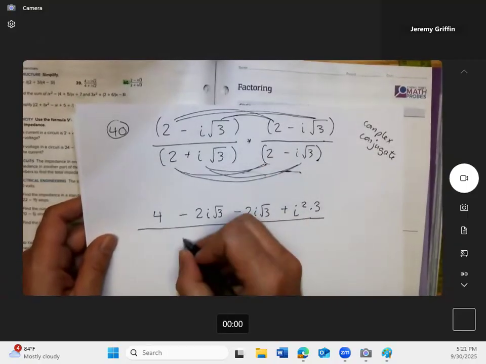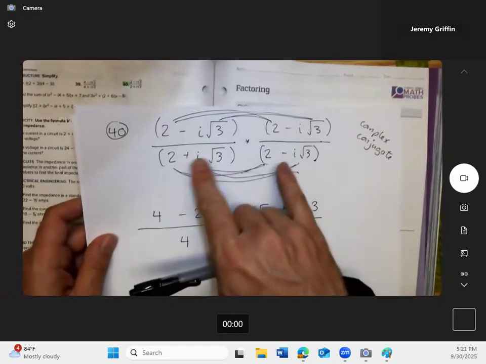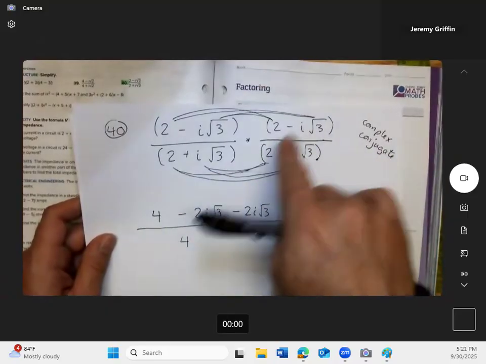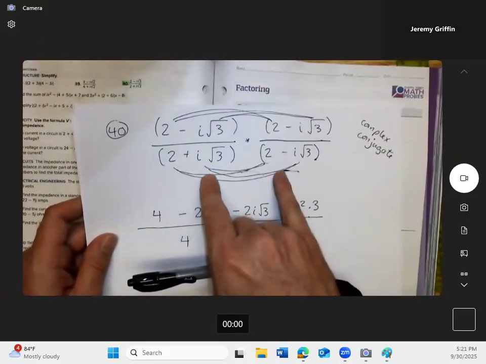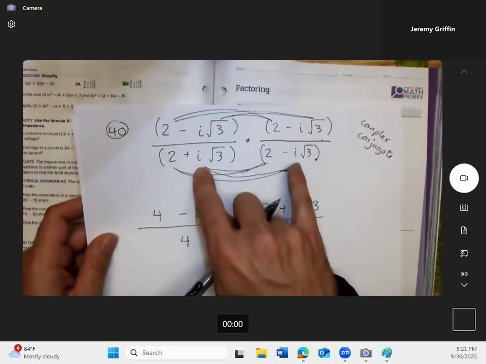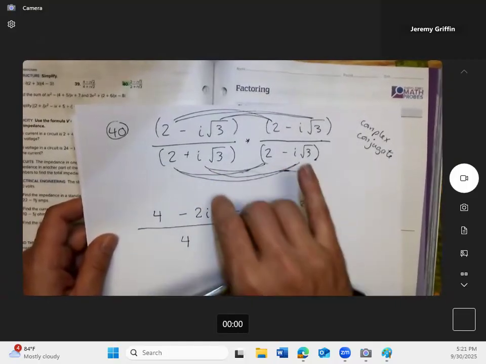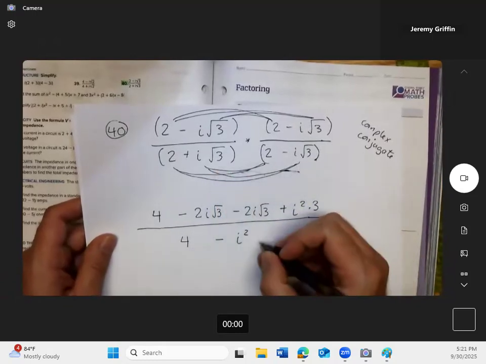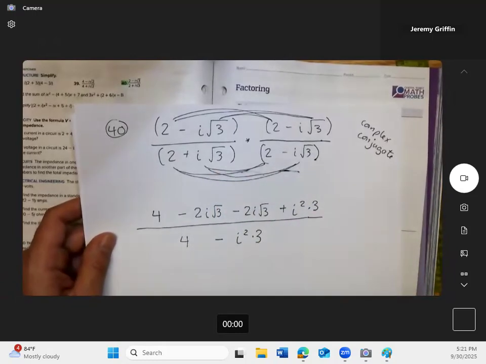2 times 2 is 4. Then outside, inside are going to cancel out, right? Because that's the purpose of this method and how you set it up that way. So, yeah, outside, inside, whatever. And then last, I got a minus. I got an i squared, and then root 3 is 3. So look at that.